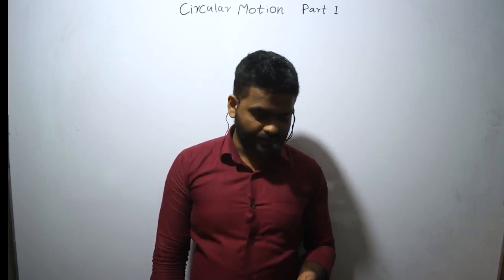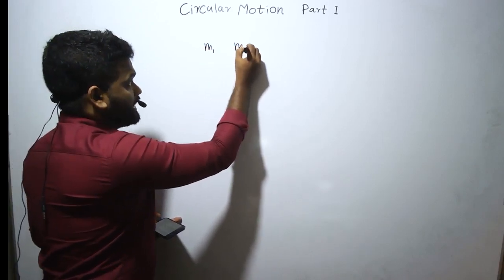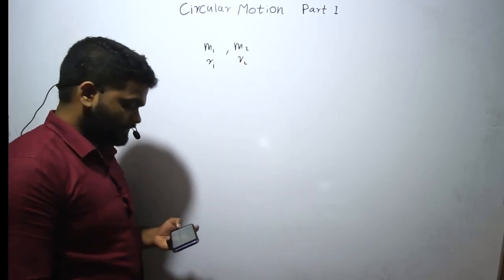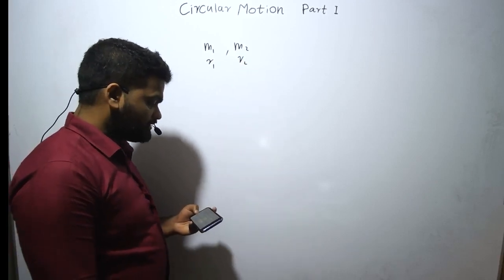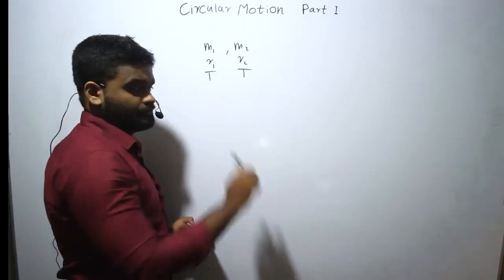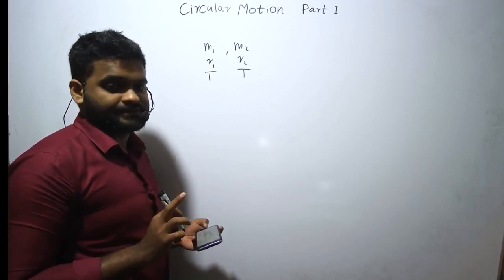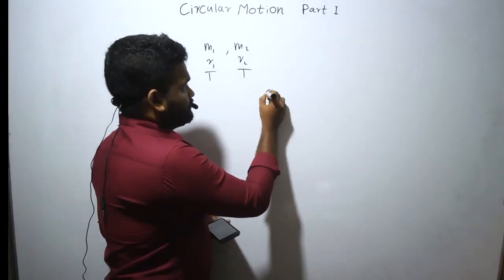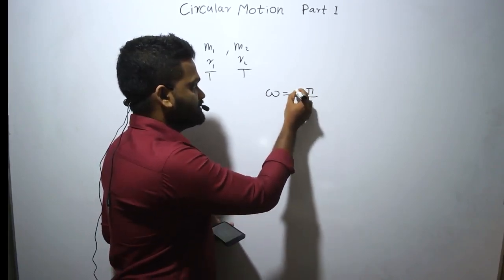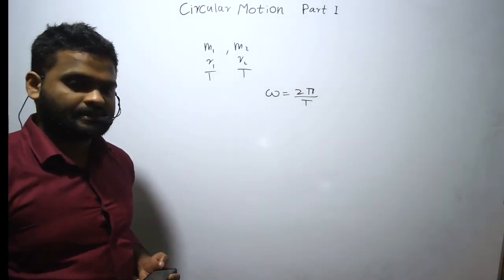Right, moving to the second question. They say 2 cars with masses m1 and m2 move in circular paths of radius r1 and r2. If both vehicles take an equal amount of time to complete one round, what does it mean? Time periods are the same for both. The ratio between their angular velocities is, right? So what's the equation for angular velocity? Omega equals 2 pi divided by capital T, where capital T is the time period.